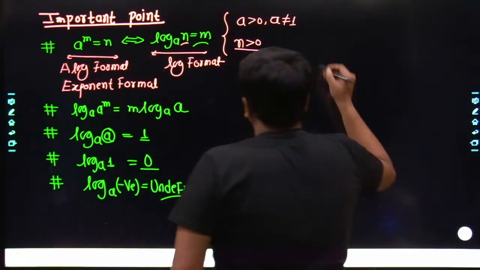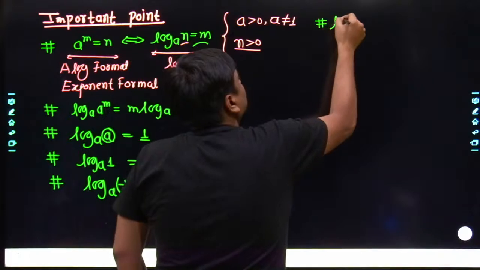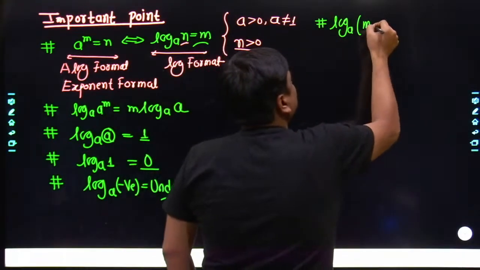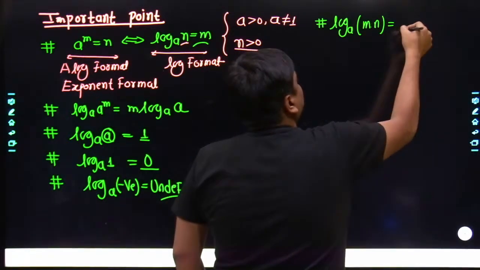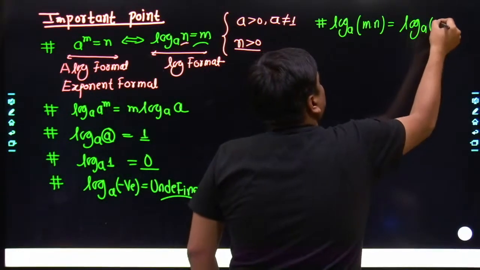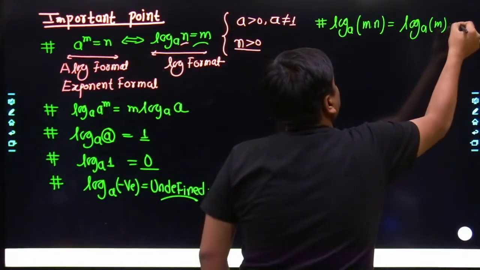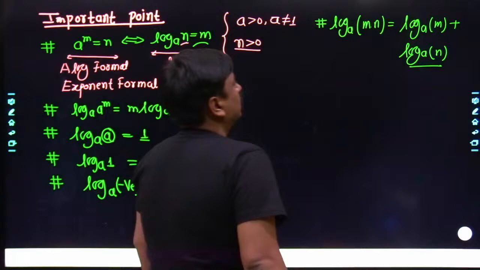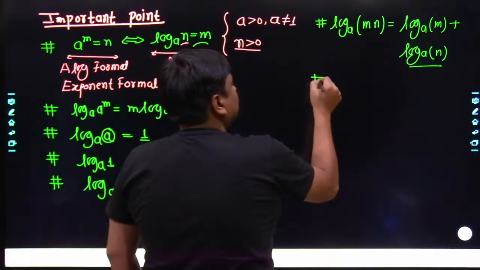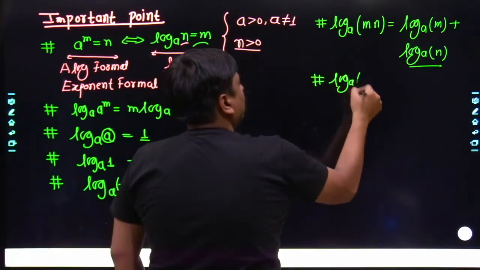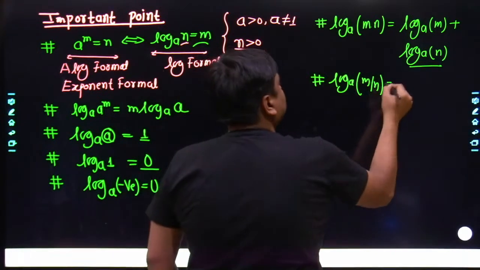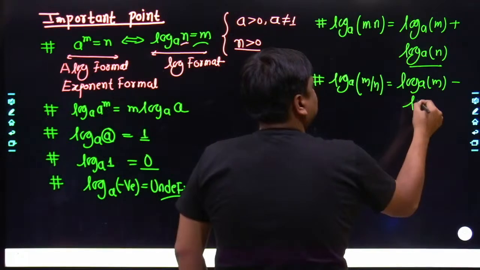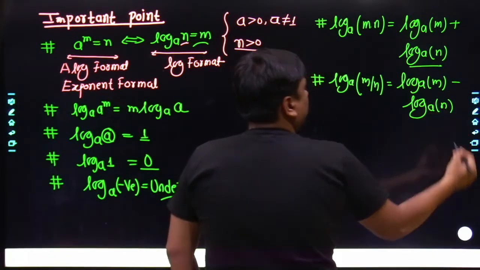Similarly, in the next sequence, log has been applied over the multiplication of two numbers, let's take them as m and n. It can simply be written as log base a applied over m, plus log base a applied over n. In the same sequence, log base a of m by n could be written as log base a of m getting subtracted with log base a operated over n.